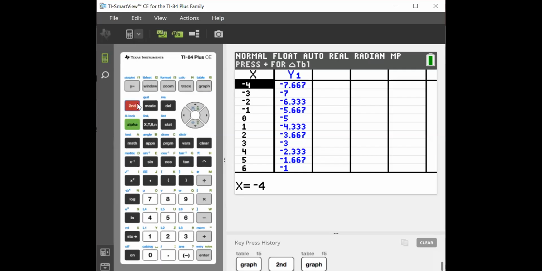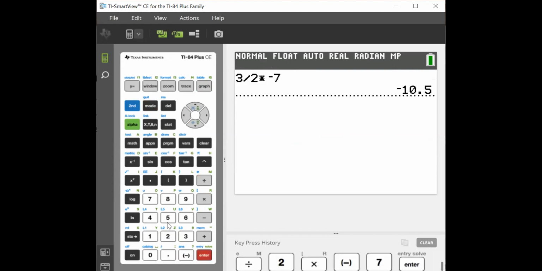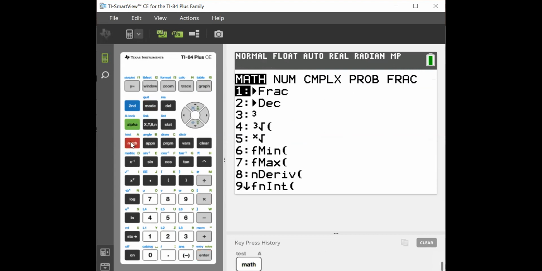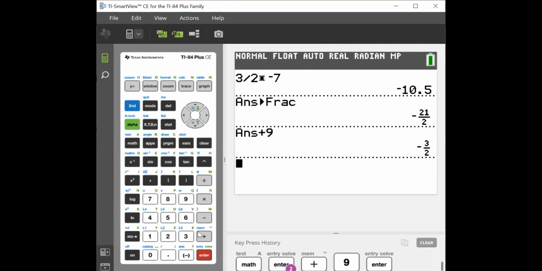Okay, so let me quit out of this. The first part was 3 over 2. We multiply that by negative 7, and we get negative 10.5, which as a fraction, you would go to math and go to frac. That was negative 21 over 2. And then if we add 9 to both sides, to isolate the y, we get negative 3 halves as our y-intercept.